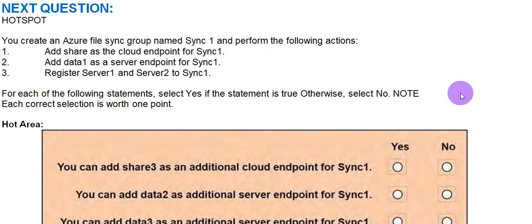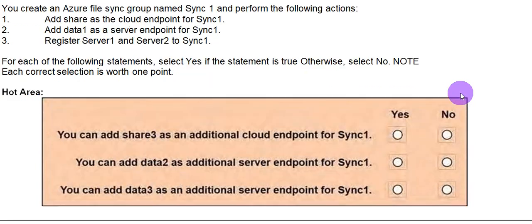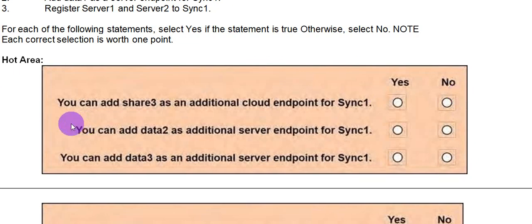This is the hot area. You can add share 3 as an additional cloud endpoint for sync1. You can add data 2 as an additional server endpoint for sync1. You can add data 3 as an additional server endpoint for sync1. These are the statements.